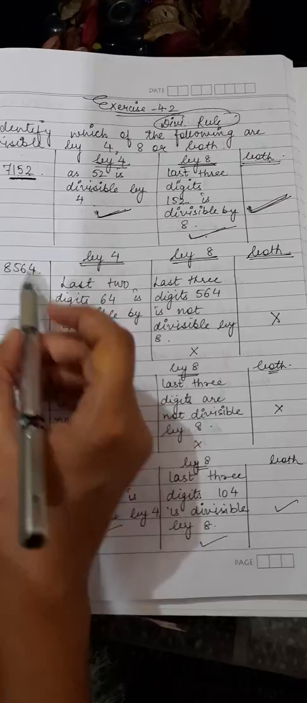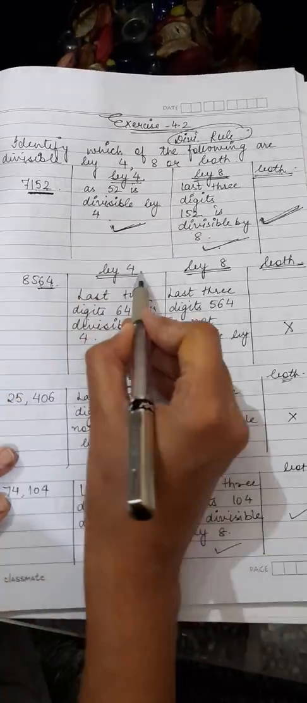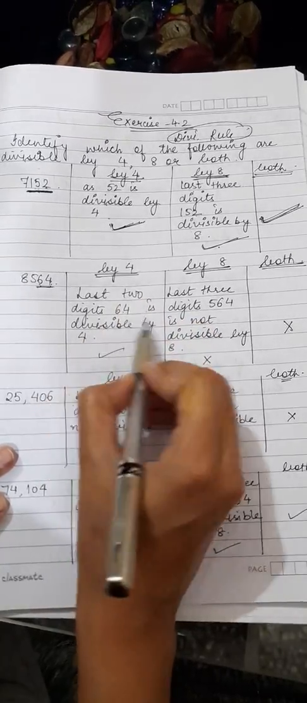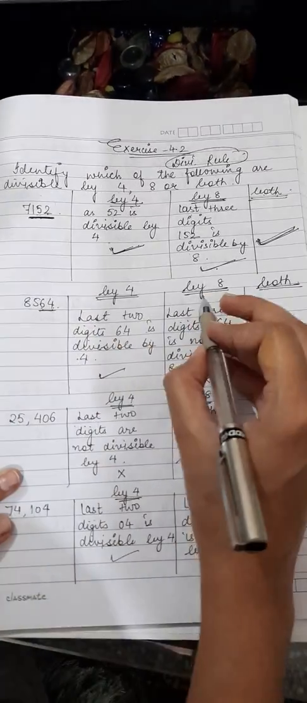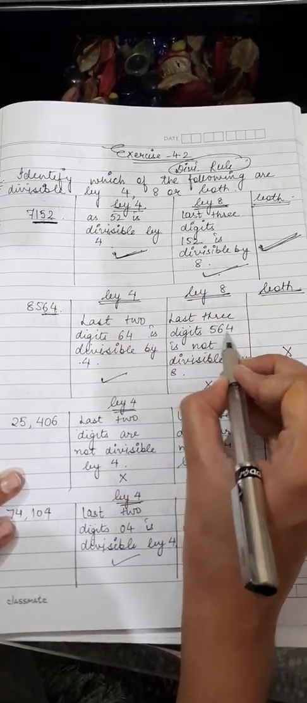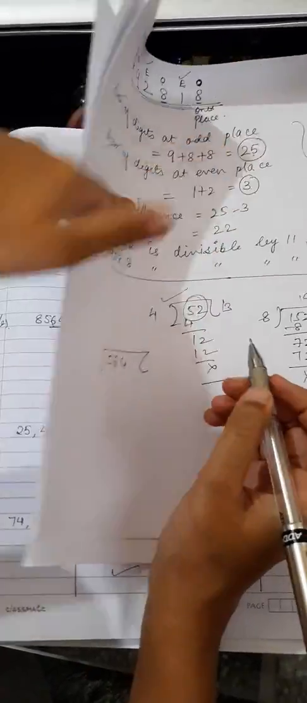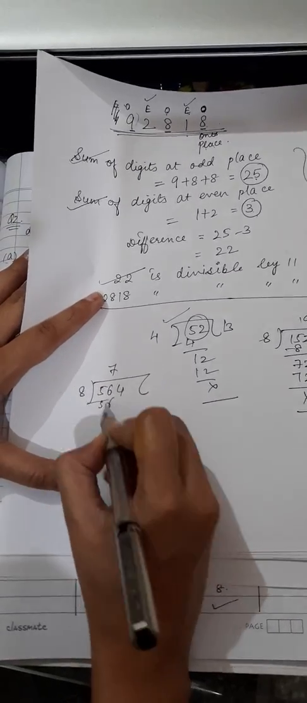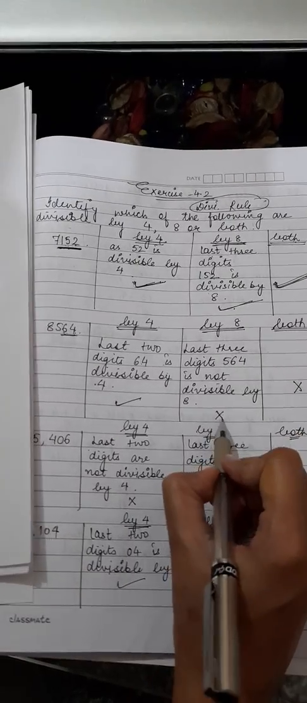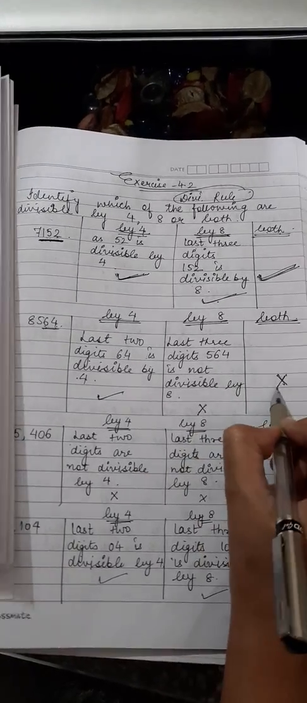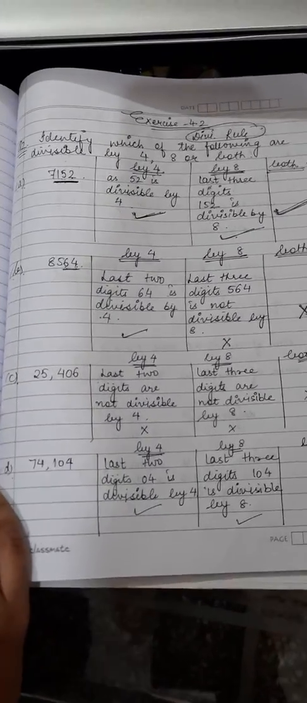B part. Again by 4 you have to check. Take the last 2 digits, 64. Divide 64 by 4. Last 2 digits 64 is divisible by 4. Yes, it is divisible by 4. Now the last 3 digits you have to check for divisibility by 8. Last 3 digits 564 is not divisible by 8. Let us divide 564. 8 sevens are 56 and here 4 is left. So that means no, it is not divisible by 8. So here is a cross, and for both there will also be a cross because even for one there is a cross.